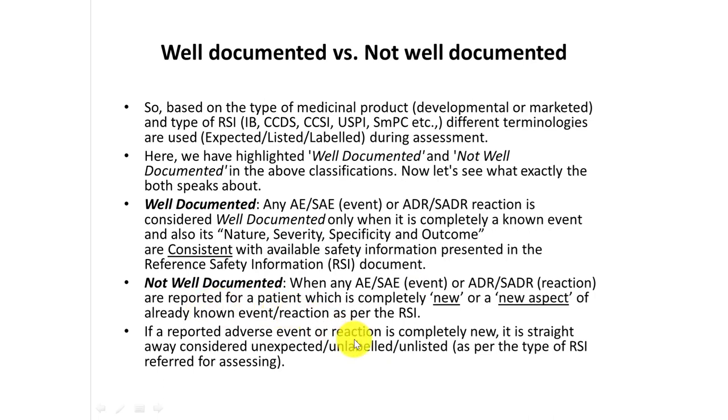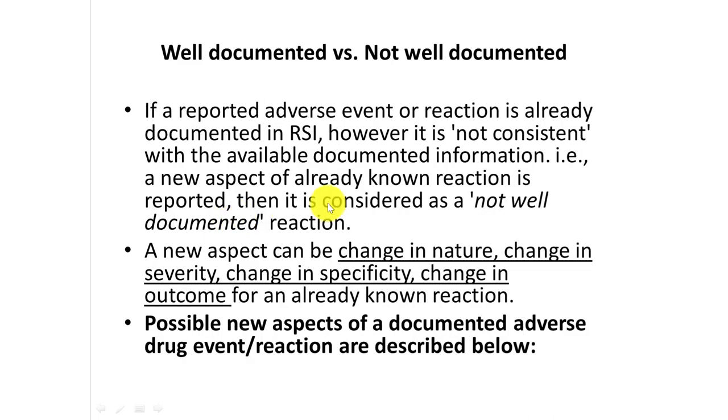If the reaction is completely new, not at all available, then definitely it will be unlisted or unexpected or unlabeled. We'll see examples of these. If it is not consistent, what does that mean? For example, a new aspect, a change in nature or change in severity, or the outcome was not known previously, that is, a possible new aspect of the documented adverse reaction. So these examples are coming here.